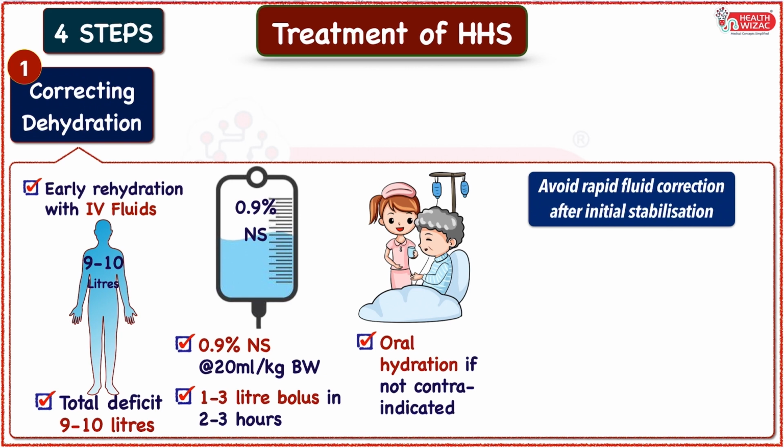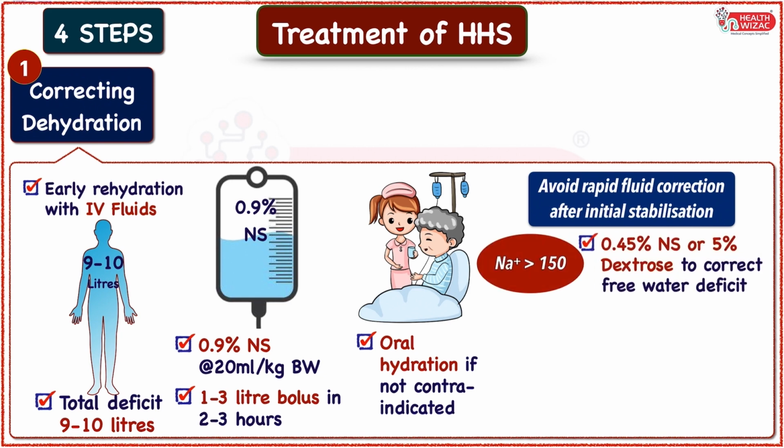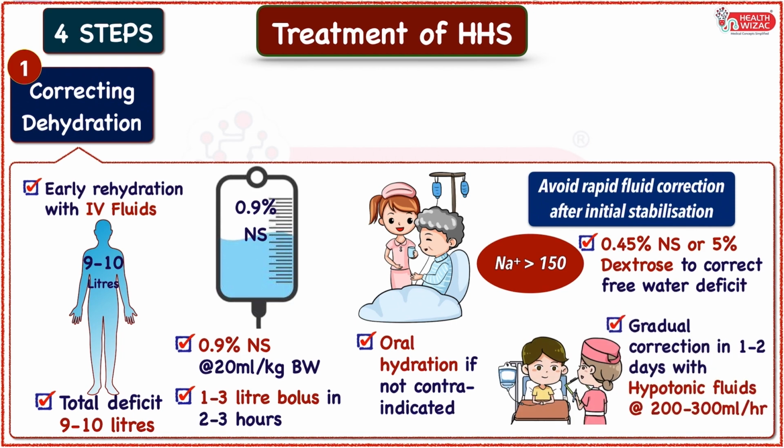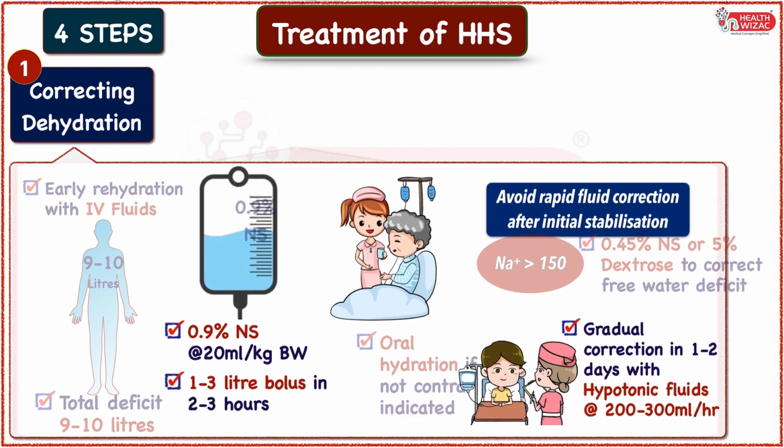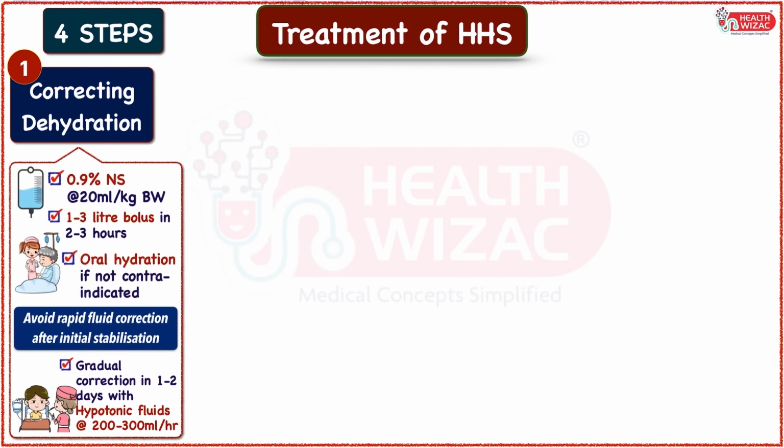If sodium level is more than 150, IV fluid should be shifted to half strength NS, that is 0.45% normal saline, and should be gradually shifted to dextrose containing fluid, that is D5%, to correct the free water deficit. Total correction should be gradually carried out over 1 to 2 days with hypotonic fluids at the rate of 200 to 300 ml per hour.